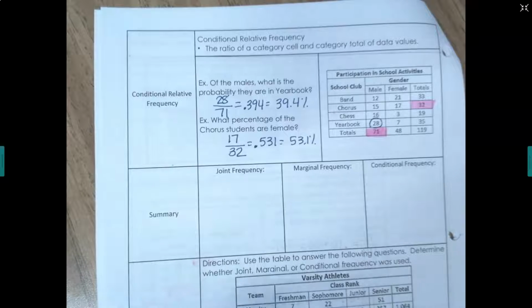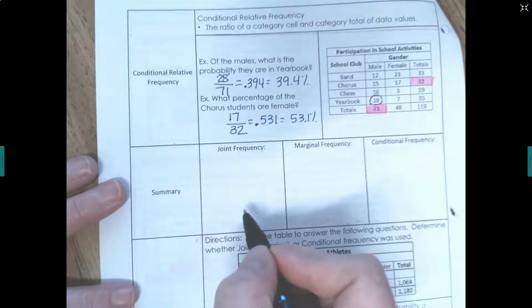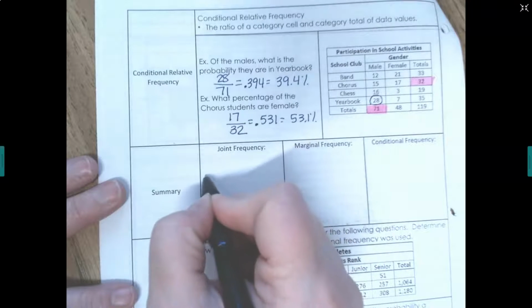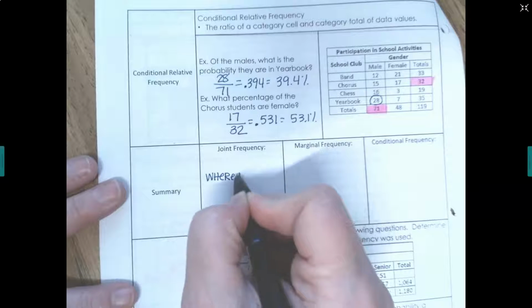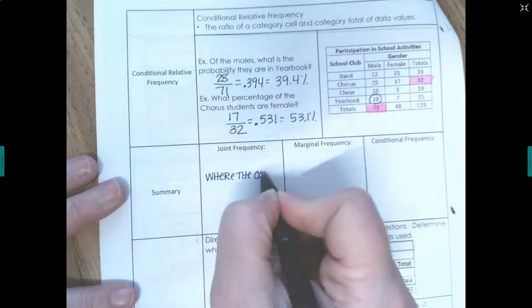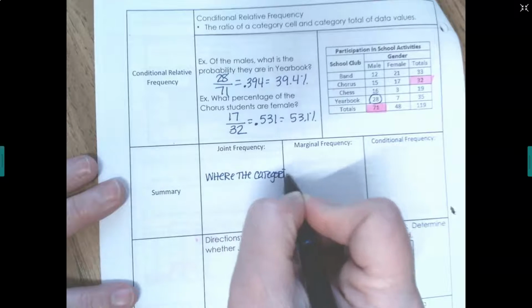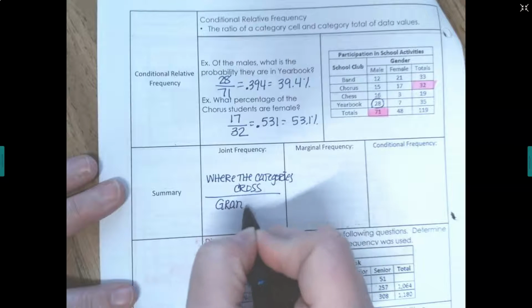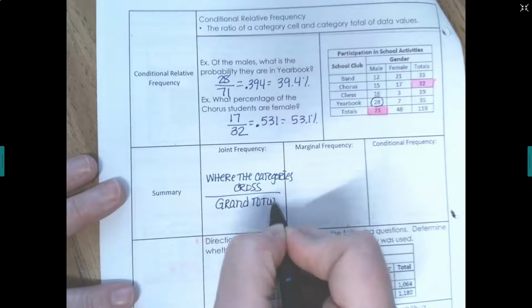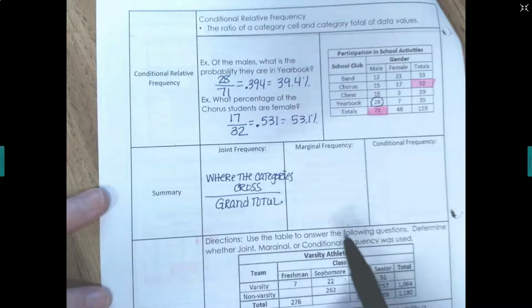All right, so we're going to summarize this. If we have a joint frequency, these are all the different relative frequencies. To make your fraction, your ratio, you're going to take where the categories cross, and divide it by the grand total of whatever they're talking about. That's how you take a joint relative frequency: where the two categories cross, divided by the grand total.